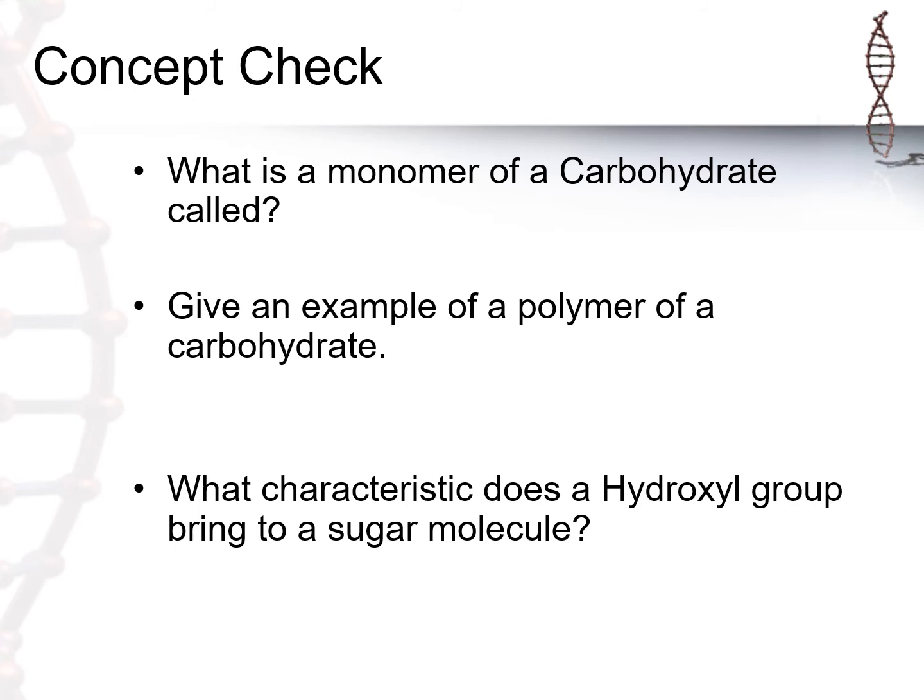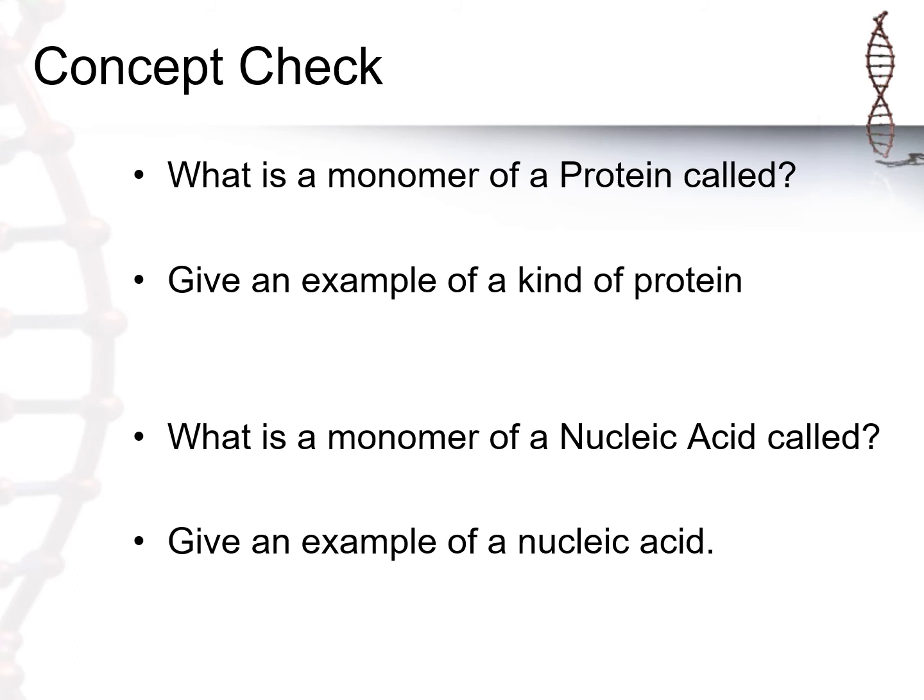All right, so I have a couple of just fun questions to go over. Think about these as you're studying for the test. What's the monomer of a carbohydrate called? Give an example of a polymer of a carbohydrate. What characteristics does a hydroxyl group bring to a sugar molecule? Sugars have lots of hydroxyl groups. What's the monomer of a protein called? Can you give an example of a kind of protein? What's the monomer of a nucleic acid? Can you give an example of a nucleic acid?